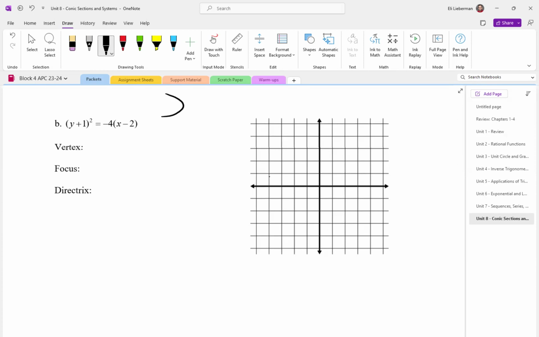Can you tell me the vertex, by the way? I'm sorry, can you show me the vertex from your point of view, so x and y? Are we good that it's 2, -1? Also, the focus is just the vertex plus A. A is -1, because it's -4.